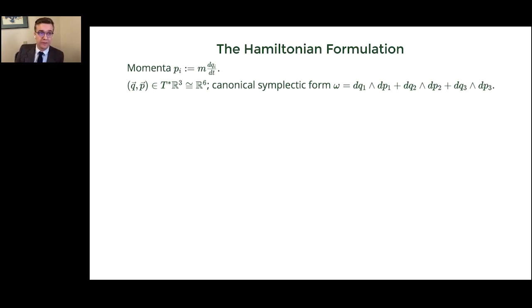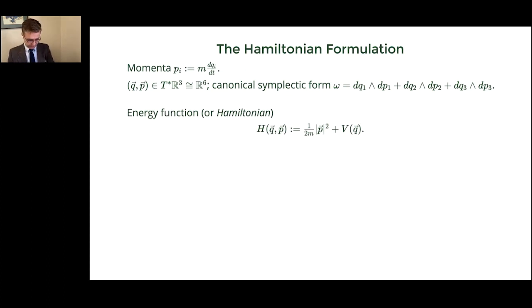And then I can think of position and momentum as living in R6, which I'm identifying with the cotangent bundle of R3. And then I get this canonical symplectic form, just dqi wedge dpi in each coordinate. Okay, so now, what's the natural function in this system? Well, it's the energy function, which is kinetic energy plus potential energy. So there it is. Now let's think about what's the symplectic gradient, or the Hamiltonian vector field.